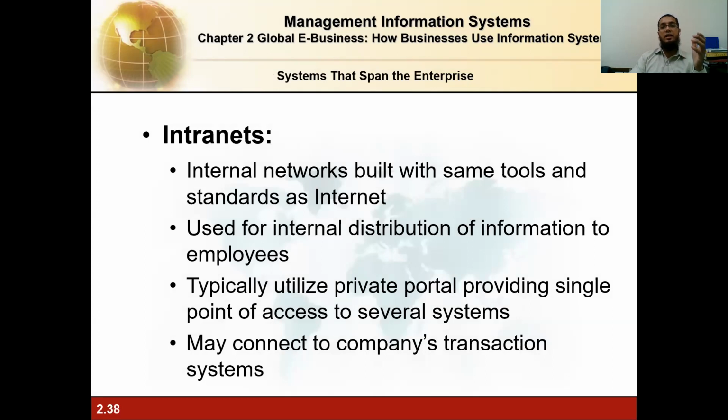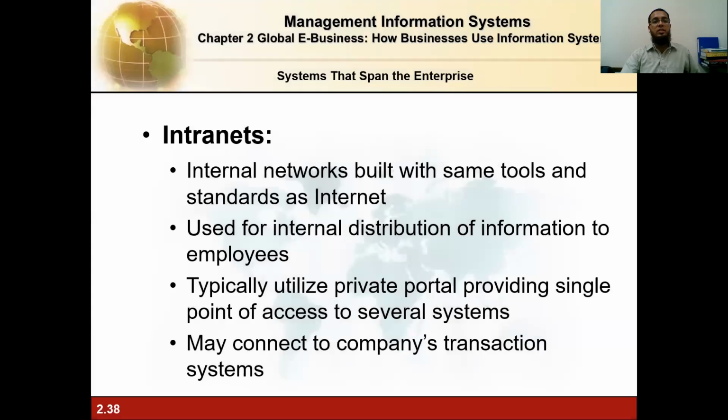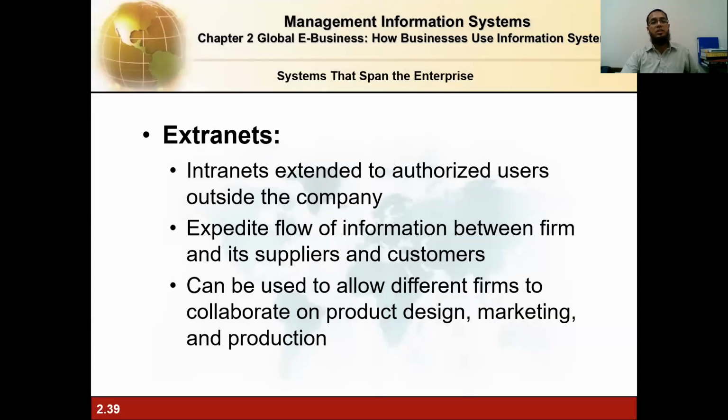Then intranet is like, one is internet and the other is intranet. Internet is when you are getting the internet from outside vendors, while intranet is your internal organization network, where outside organizations are not involved. So this is intranet. And then extranets are intranets extended to authorized users outside your company. So the network that is only restricted to your company is intranet. The one you share with outside is extranet.